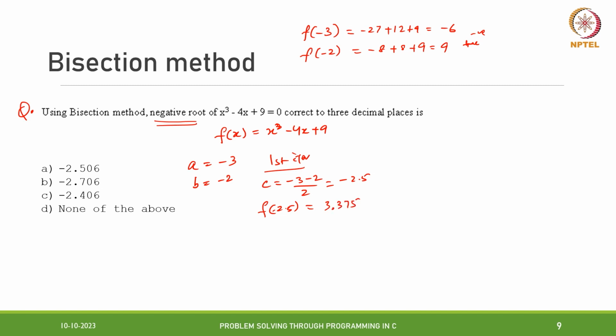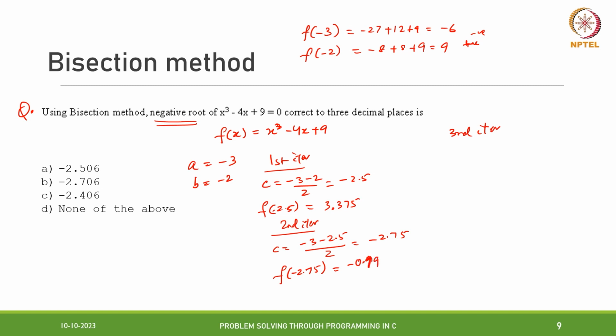That means it will go and replace minus 2, and it is closer to 0 than 9, right? So when we write the second iteration, we will now consider minus 3 and minus 2.5, right? And how much will this be? Minus 2.75, right? So f of minus 2.75, we have to calculate this value. Just check how much will this be. I think it will be negative. Just check that. Minus 0.9. So this is 0.79.